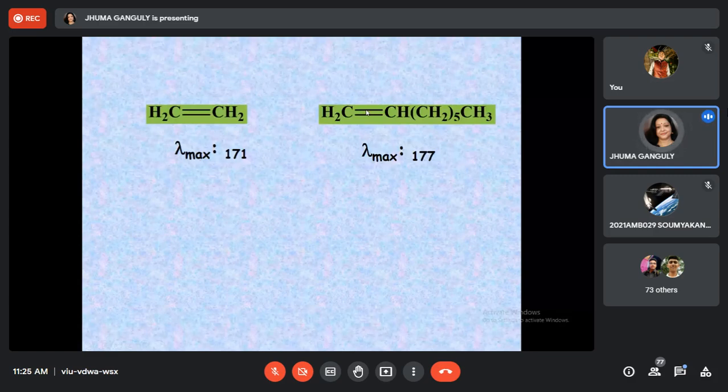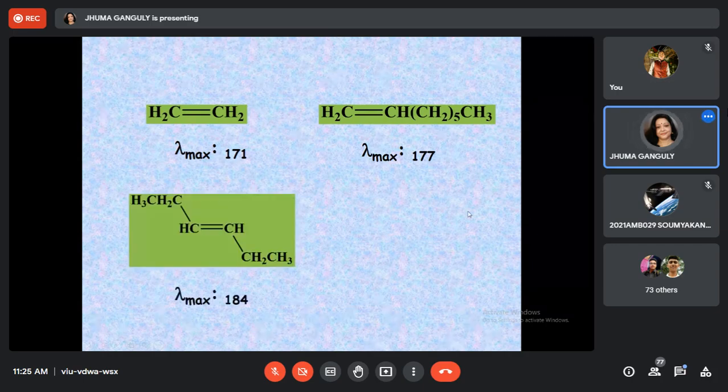All these effects we already mentioned in previous classes. Conjugation, inductive effect, etc. So there is an inductive plus I effect, and that's why these pi electrons are more available, and the tendency to transition is more. With mild energy they will shift, and that is the reflection for the lambda max, the nature of the compound. Now next, this one is lambda max 184.